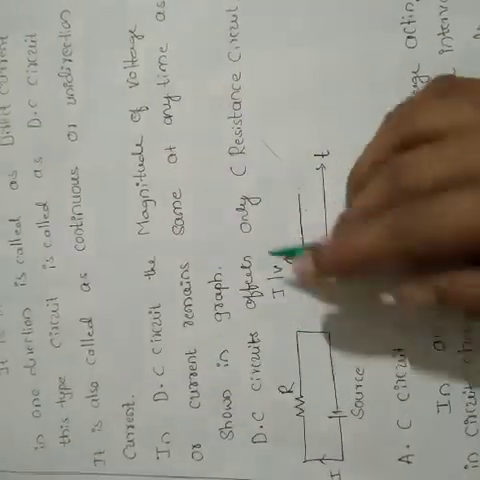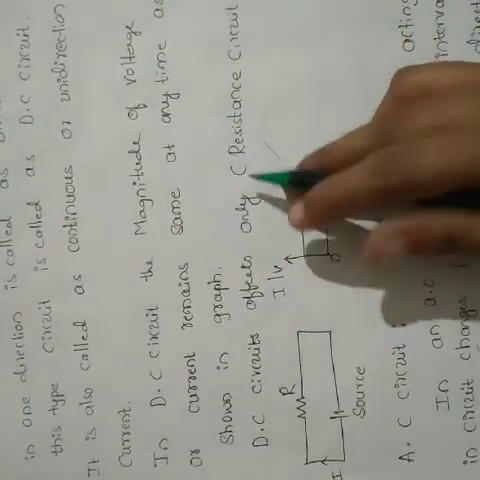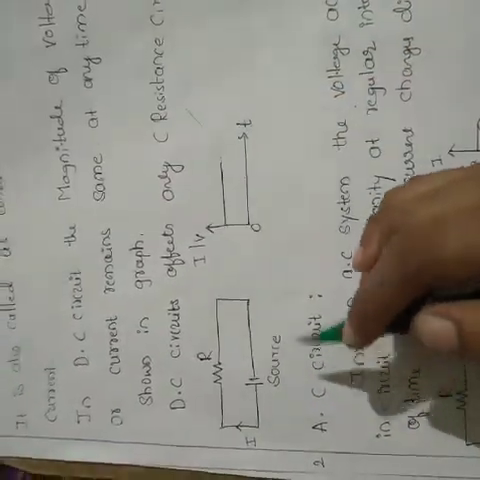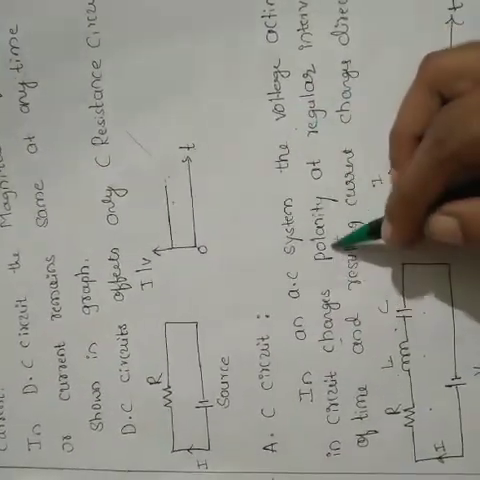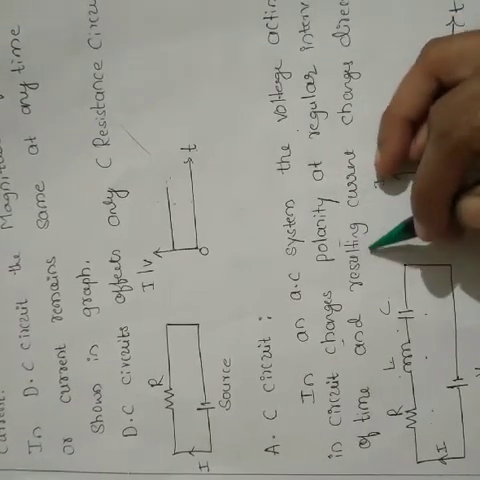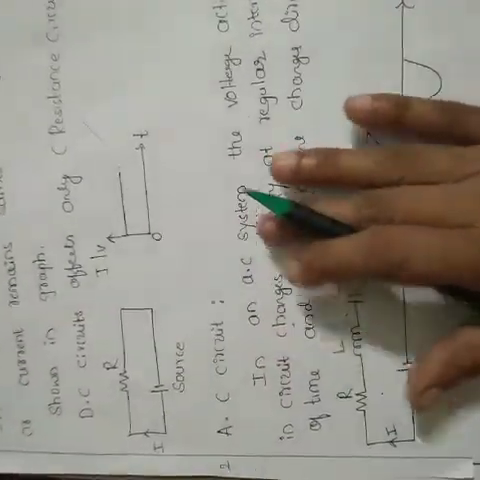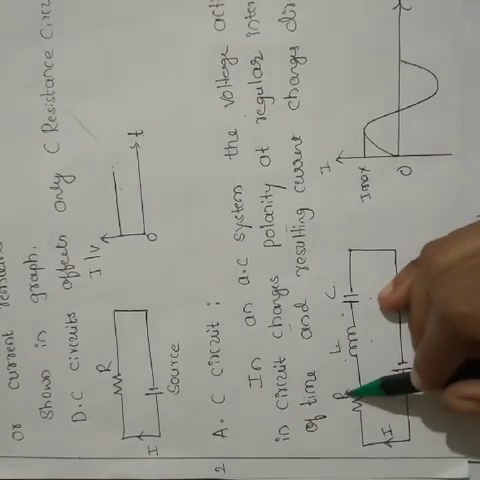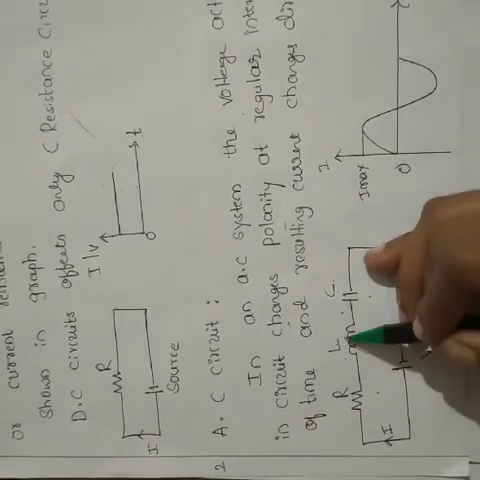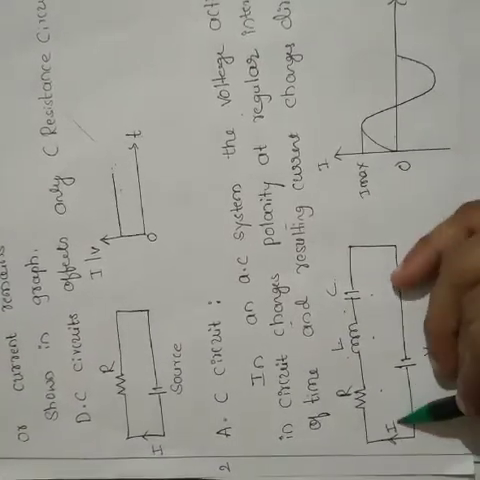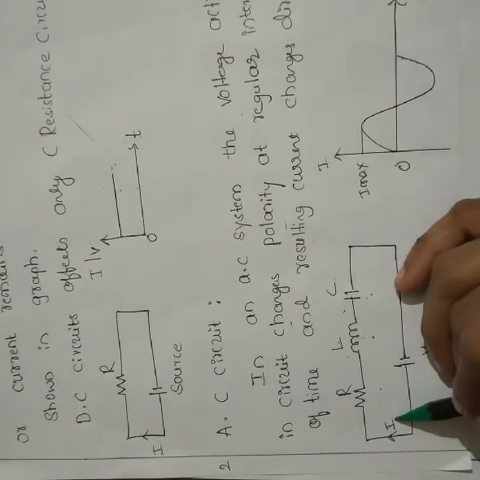DC circuits affect only resistance circuits. This is one type of electric circuit. Second, AC. AC means alternating current. In an AC system, the voltage acting in the circuit changes polarity at regular intervals of time and the resulting current changes direction. For example, this is one RLC circuit. The current flows through R, and some voltage drops across R, some across L, and some across C. Then the current changes at regular intervals of time.